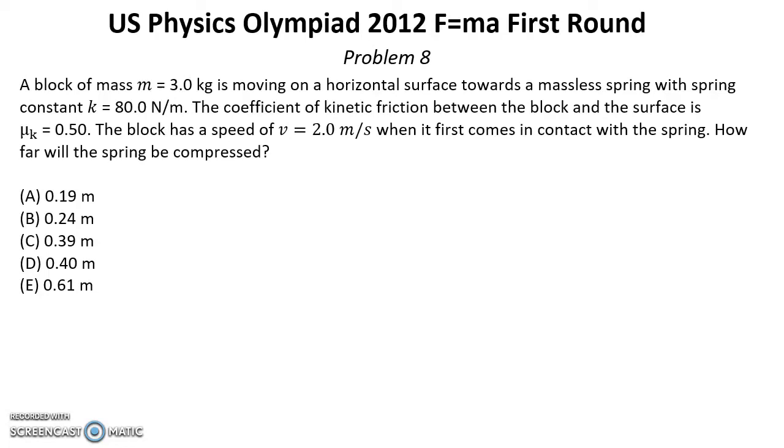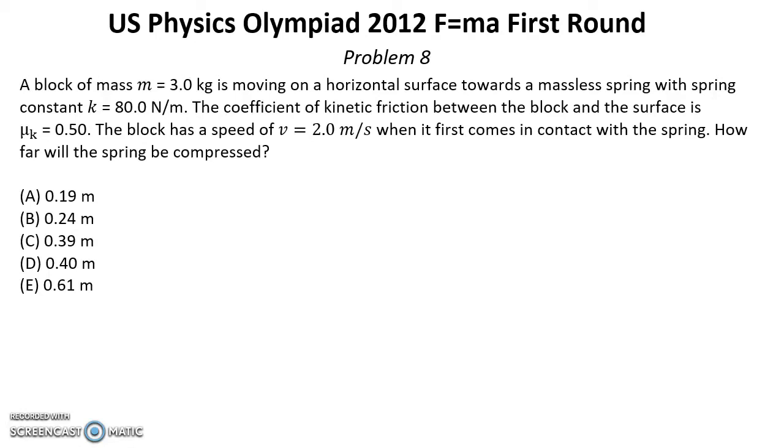Problem number 8. A block of mass m equal 3 kg is moving on a horizontal surface towards a massless spring with the spring constant k equal 80 newtons per meter. The coefficient of kinetic friction between the block and the surface is mu_k equal 0.5. The block has a speed of v equal 2 meters per second when it first comes in contact with the spring. How far will the spring be compressed?